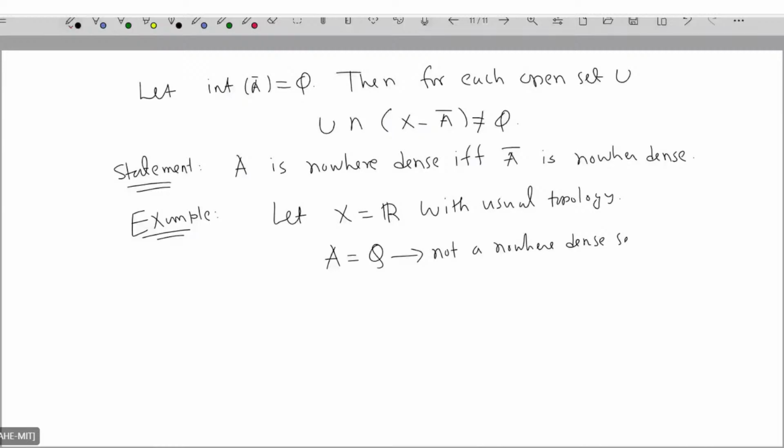What about if I take A equal to Z, the set of all integers? It's a closed set. A closure will be Z itself, and you know that Z contains no interior point. All the points of Z are non-interior points. Whatever point you choose, you're not going to find an open interval containing that point that only contains integers. So this is an example of a nowhere dense set.